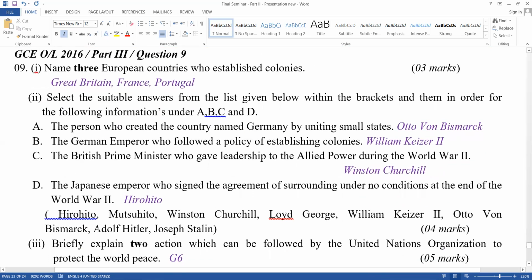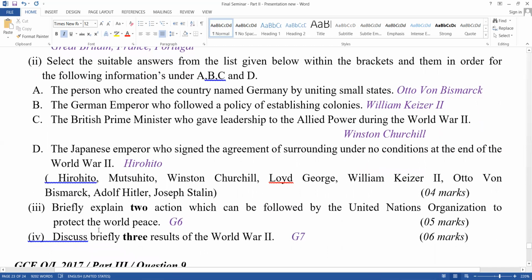Briefly explain two actions which can be followed by a United Nations organization to protect the world peace. G6 is the answer. You can write that: peacekeeping forces and personal interference of UN Secretary General. Discuss briefly 3 results of World War II, G7.